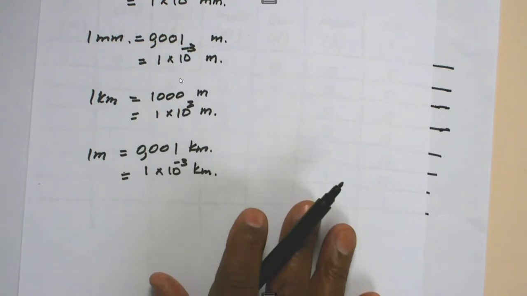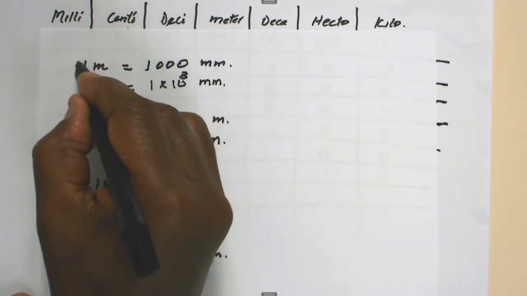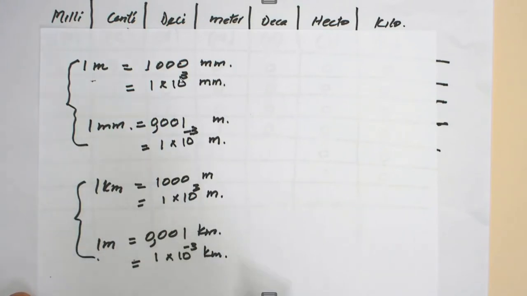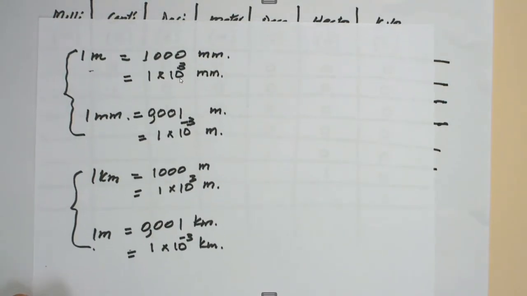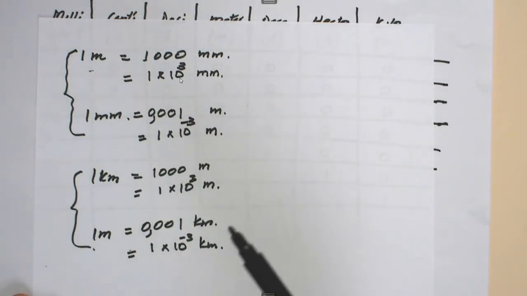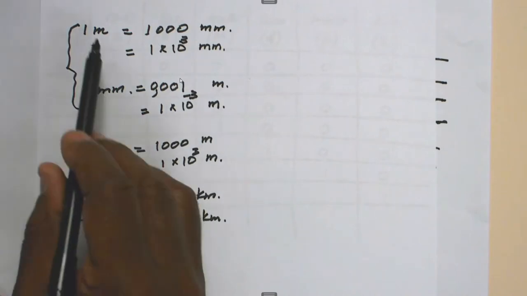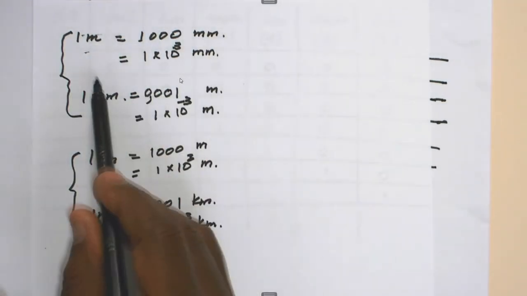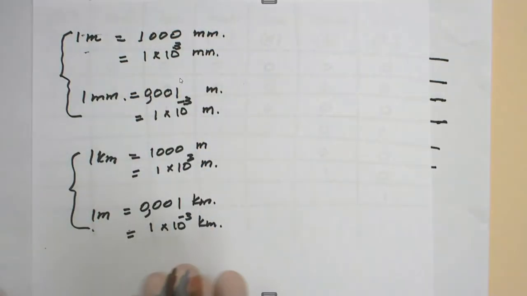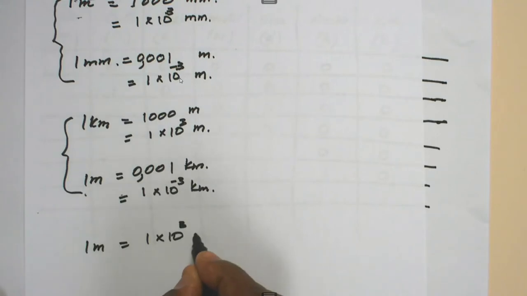I want also to do a little bit of mathematics here, as this topic really requires some mathematics. You will see that from these relationships that we have established here, if we start with the first one, once you are familiar with that table and you are comfortable with it, you can also work it out. For example, if you are given that, because that now will be your standard for conversion, you know that 1 meter is equal to 1 × 10³ millimeters.